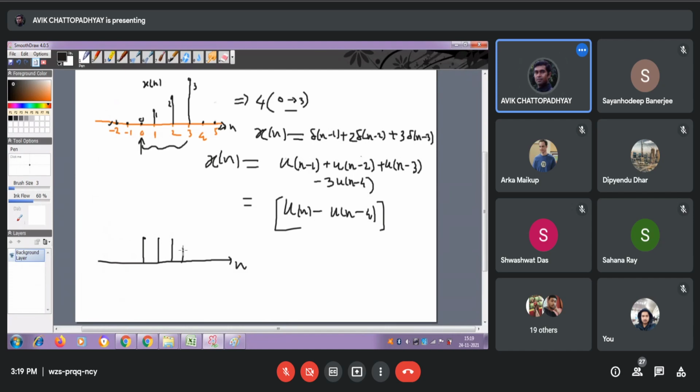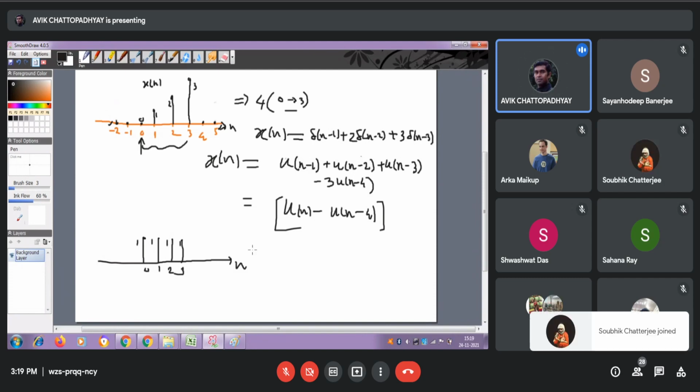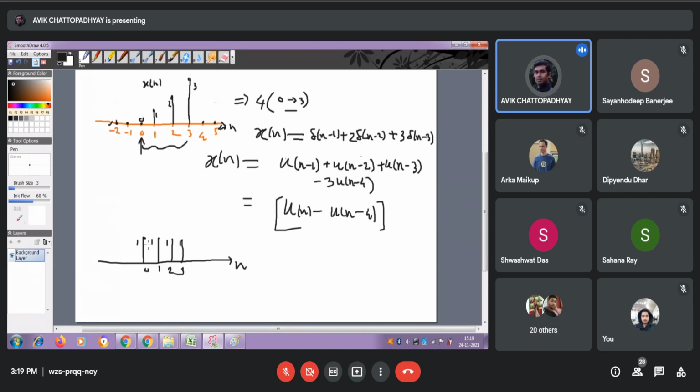0, 1, 2, 3. That's all having the value 1. So u[n] minus u[n minus 4]. So from 4 onwards, everything got cancelled. Now, this is called the gate function. In a continuous time domain, this signal looks like something like this. Square function or gate function. So they are basically equivalent, analogous.